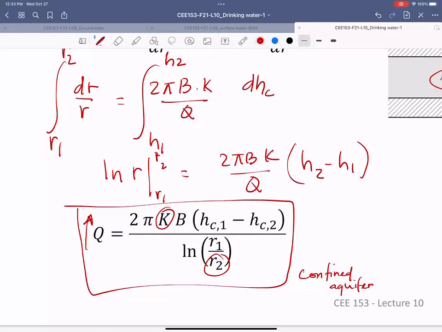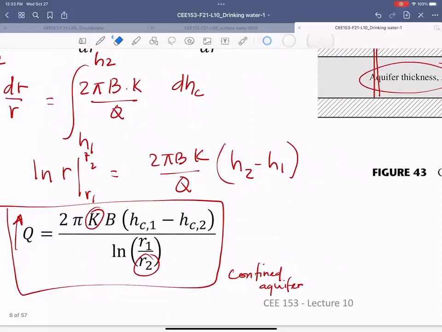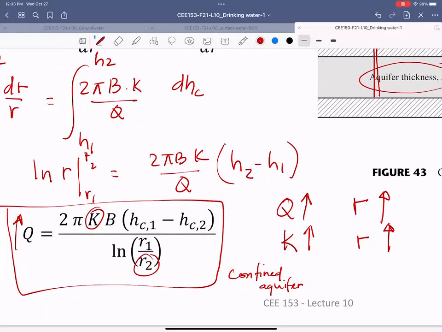So another way to say it is, if you increase Q, that's universally true, your radius of the cone of depression or capture zone is going to increase. If you increase K, the radius of the capture zone is also going to increase. That means you can capture a larger area. K is a function of the aquifer. So if you are pumping in a sandy aquifer, you can capture a bigger radius plume.